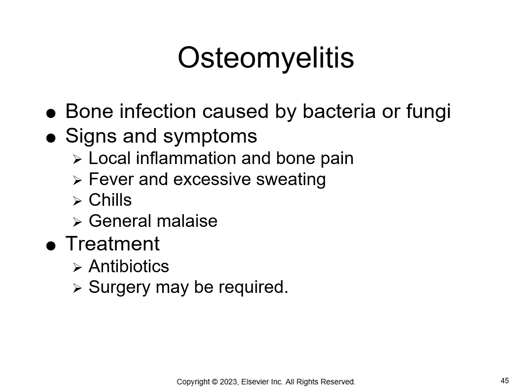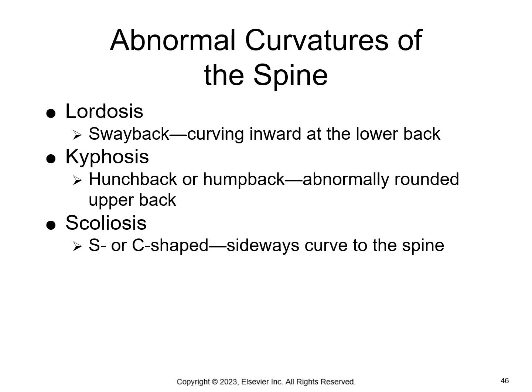There could be both local and systemic manifestations and may include the following: local inflammation and bone pain, fever, excessive sweating, chills, general malaise. Treatment may include things like antibiotics or surgery.